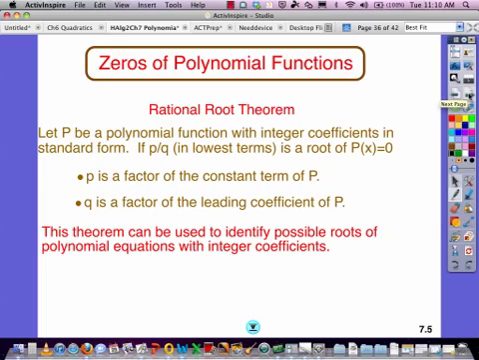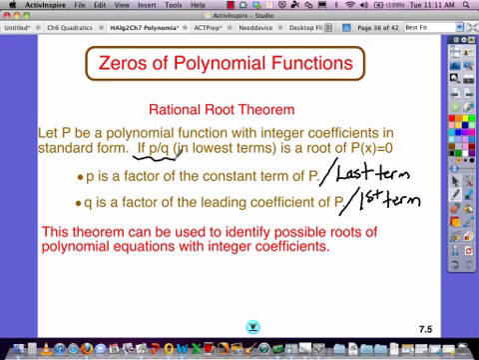Let p be the polynomial function with the integer coefficients. So we've got whole numbers in standard form, and if p divided by q is a root of the polynomial, only if it comes out to 0, which is what we've been saying. We can't have any remainders, but we've said p is a factor of the constant term, which some of you would like to say is your last term, where q is a factor of the leading coefficient, and most people would like to call that the first term. So when we say p divided by q, some people like to think of it as last over first.